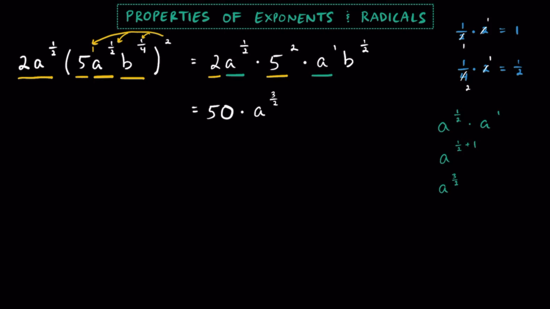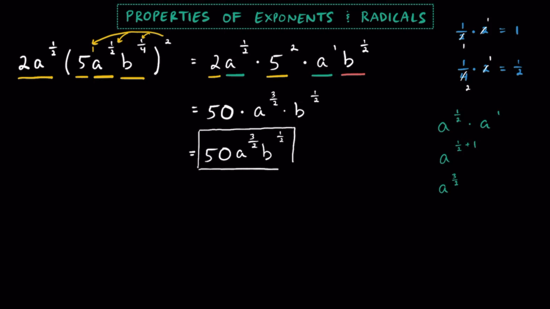And then we take a look finally at this last term. This last term here is just b to the 1/2 power. And there was nothing that it could combine with, so we're just going to write that as b to the 1/2 power. So maybe getting rid of those dots for multiplication at the end. Sometimes I just like it to help keep things separate. All right, 50a to the 3/2 power times b to the 1/2 power, and this right here would be the most simplified expression, just like that.